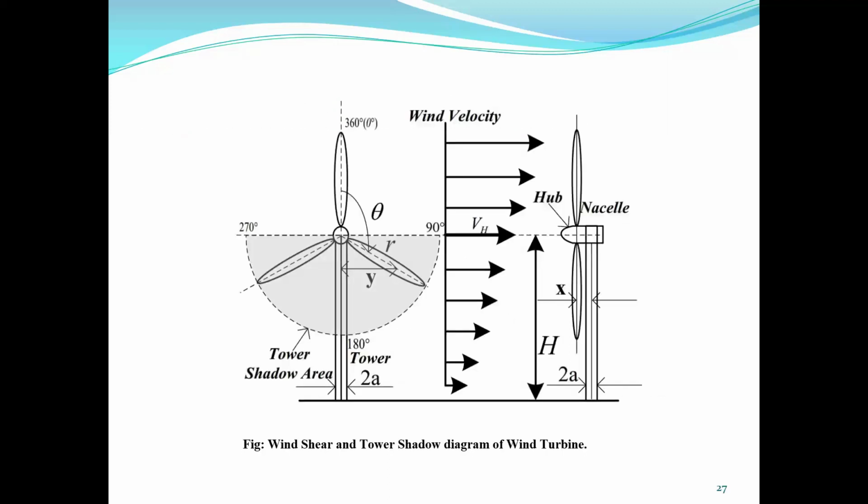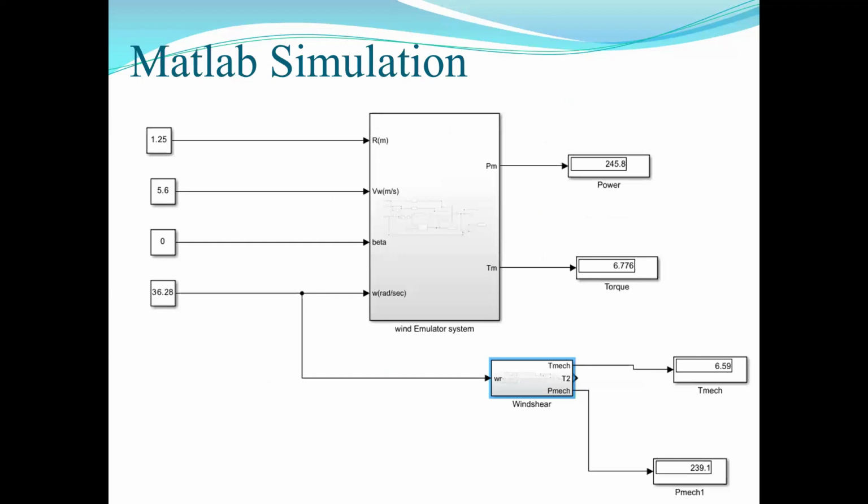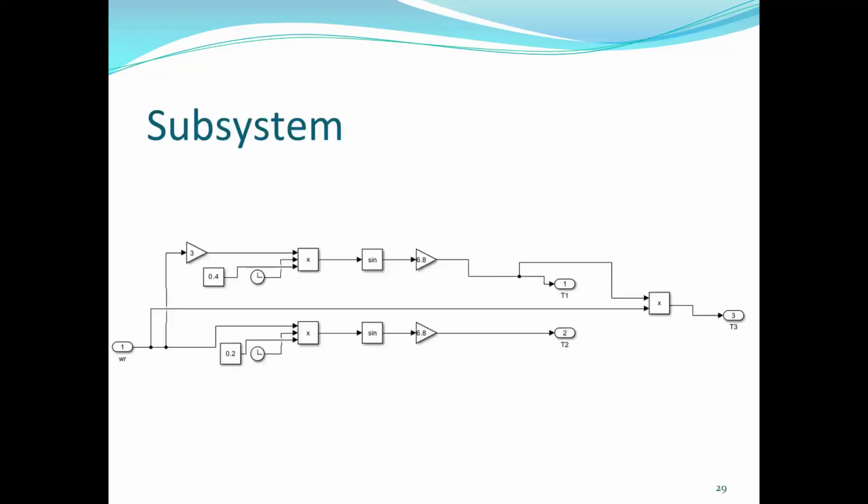This is the picture in which the effects are shown. Next slide. This is the simulation for dynamic characteristics. The radius, wind velocity, beta, and angular speed are given as input, and the outputs are mechanical and electrical torque and mechanical and electrical power. Next slide. This is the subsystem. Next slide.